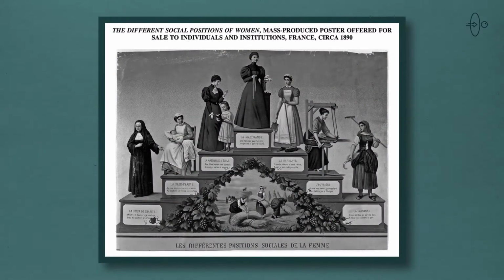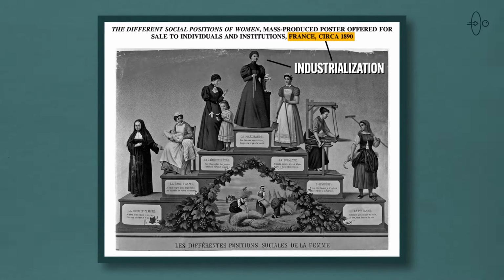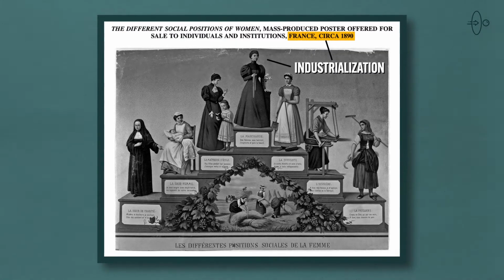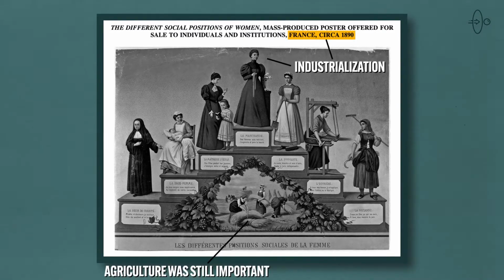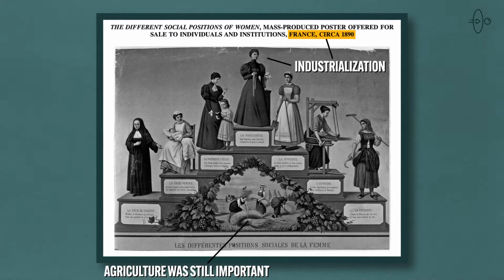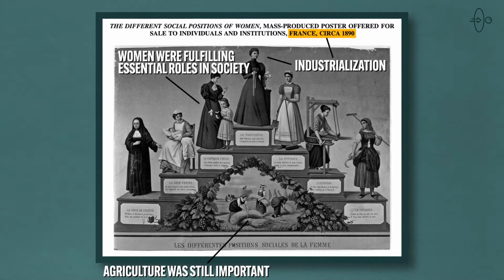Okay, now that I've looked at it, let's look through it. As you know, in the 19th century, France was busy industrializing, and that's probably explaining why the clothier is at the top of the pyramid. Additionally, France hadn't industrialized so much that agriculture wasn't still important to their economy, and so even though this part is central, industrialization is arguably more important. And then most obvious, women were fulfilling all of these essential roles in society.